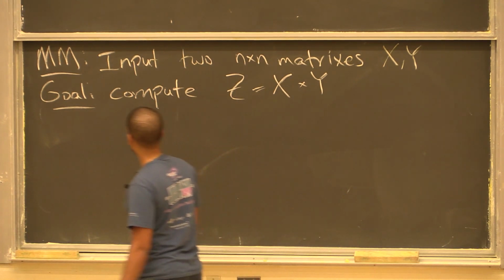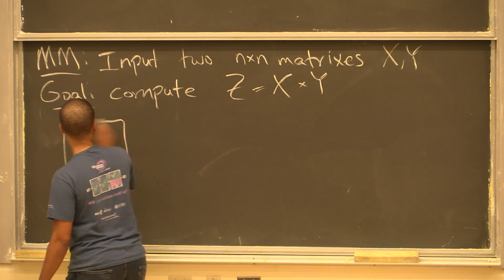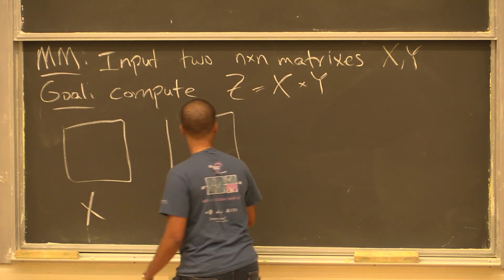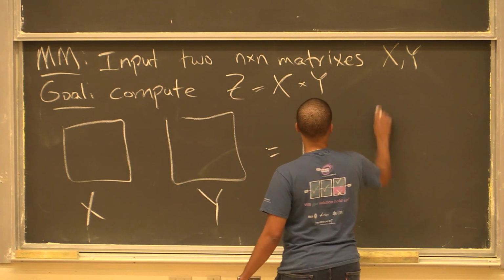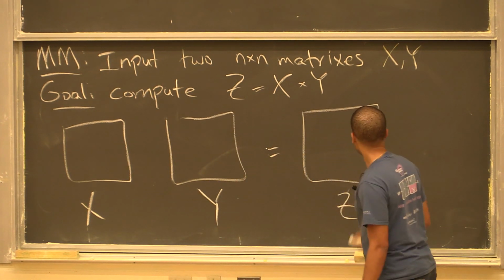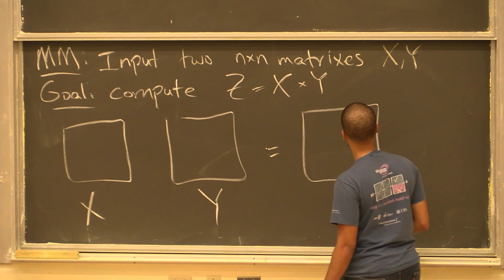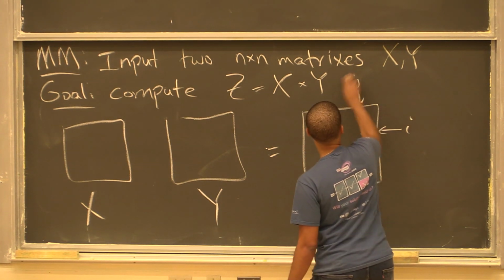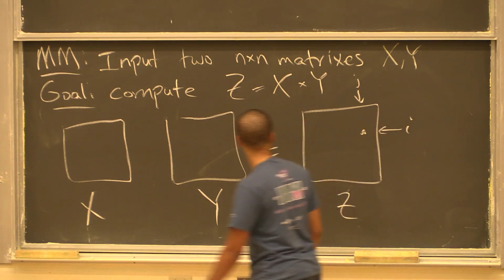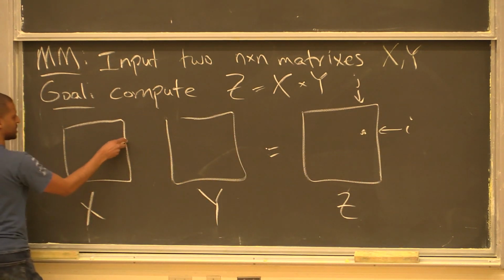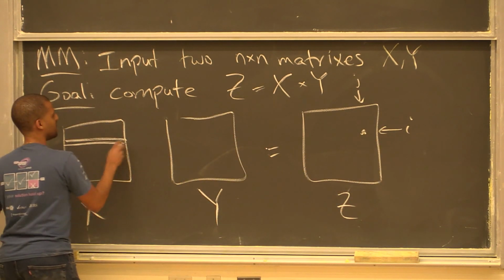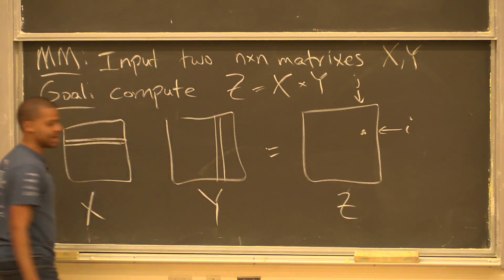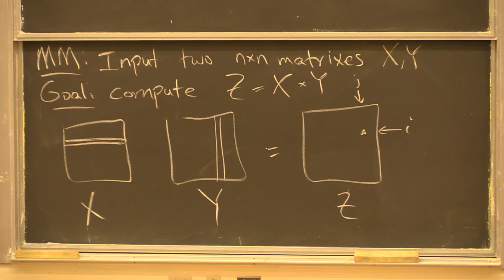Right? And I said this last time. If this is x and this is y, and this is z, if you look at any given entry of z here, like for example, this is the ith row and the jth column, the way you get that, just the definition of matrix multiplication, is you take the ith row of x, and you take the jth column of y, and you take their dot product, right?